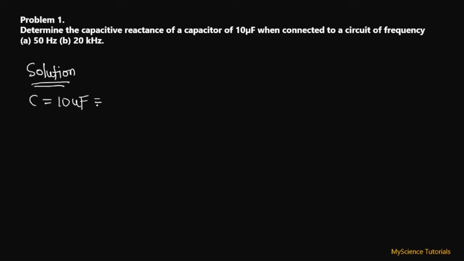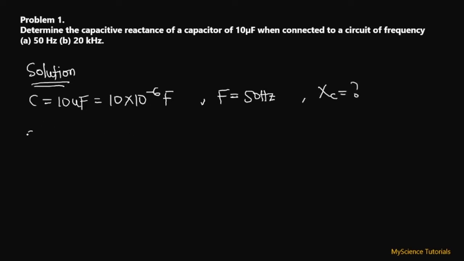microfarad. I know micro is times 10 raised to the power negative 6, so this is going to be 10 times 10 raised to the power minus 6 farad. That is for my capacitance. And then I've been told that it is connected to a 50 Hz AC circuit, so my frequency is 50 Hz. The question is saying that I should find the capacitive reactance XC. That is what I don't know.